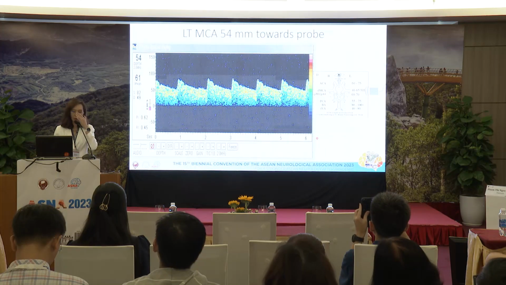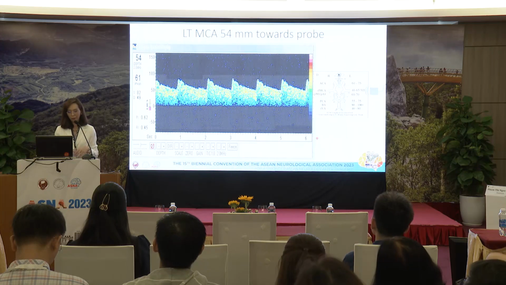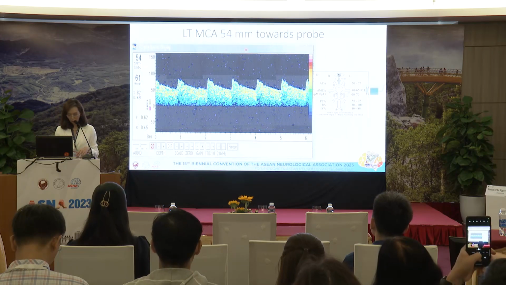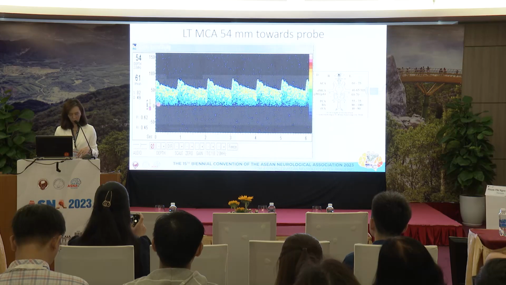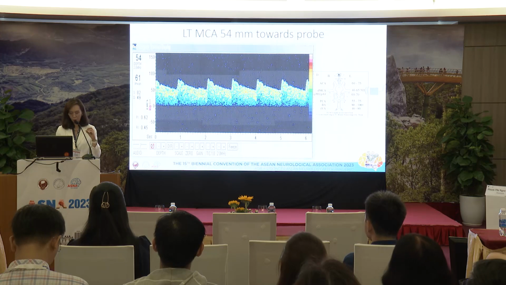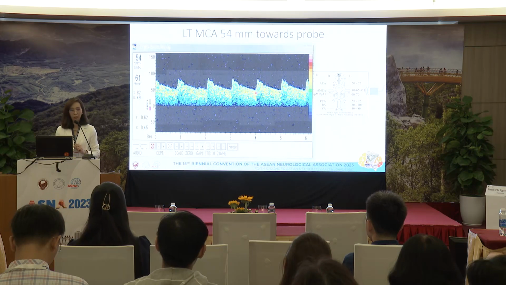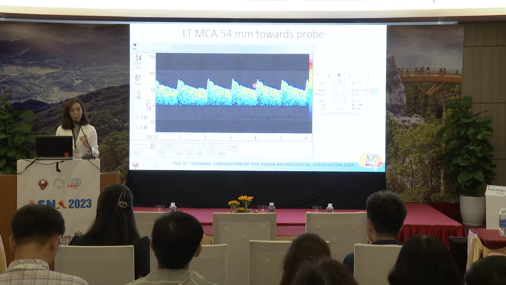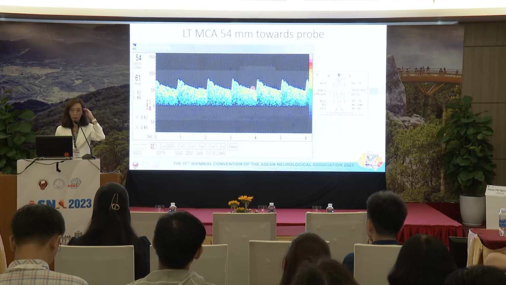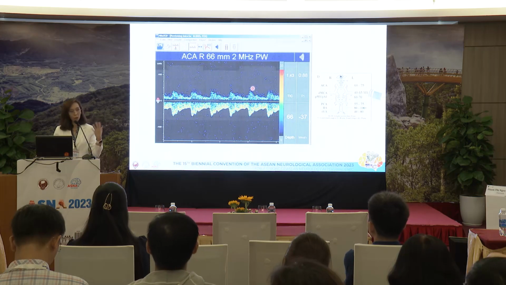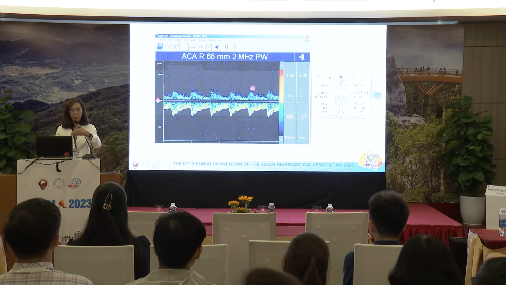So this is an example of middle cerebral artery at the depth of 54, and this is going towards the probe, right? You can see the signal over here, a little small symbol here. This is a probe, and this is coming to the probe, above the line. So this graph or this picture is coming towards the probe, and it's likely to be middle cerebral artery if you are doing the transtemporal approach.